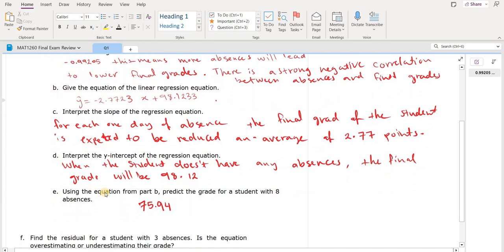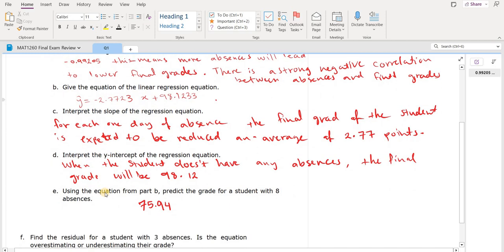And then the interpretation of the y-intercept, again, in the same context, we're going to look at the equation, and we're going to interpret the equation when x is equal to 0. When x is equal to 0, that means the student doesn't have any absences. So when the student doesn't have any absences, we expect the final grade of that student to be the y-intercept, which is 98.12 points or percent.